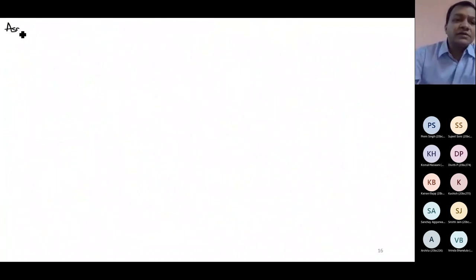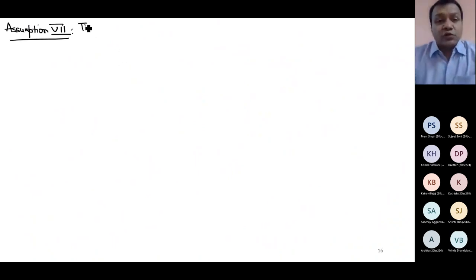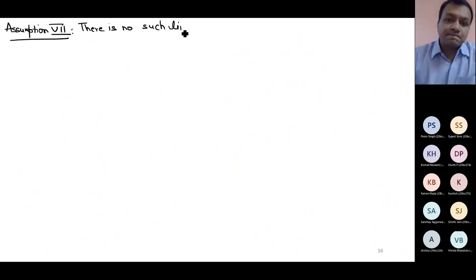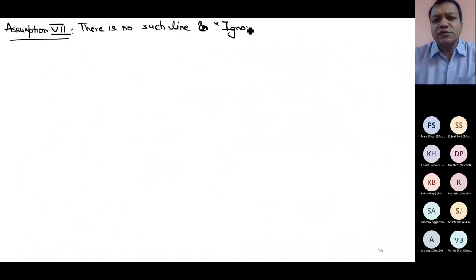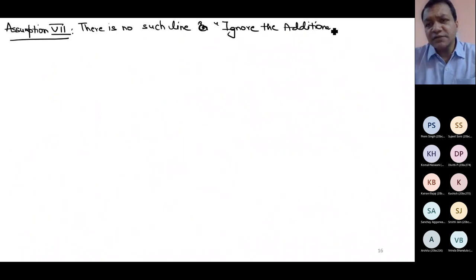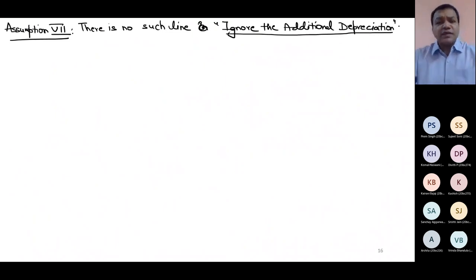Now, but in assumption number 7, I will not ignore additional depreciation. So what is my assumption 7 now? Think carefully and listen carefully. There is no such line in the original question. Suppose there is no such line, that is, you are not supposed to ignore additional depreciation. If it is available, give it. For simplicity, in the first 6 assumptions and in the original question, I ignored this. Now I will not ignore. That means if it is allowed, I will give.